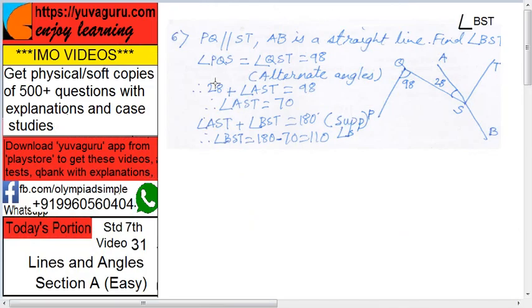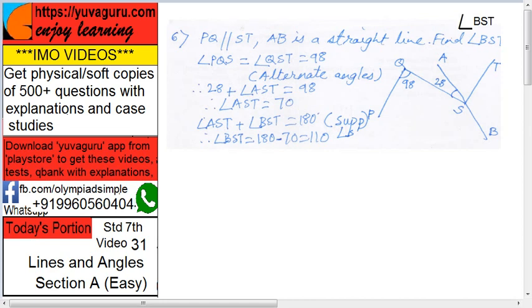So PQS equals QST, alternate angles. Both are 98 degrees, because PQS is 98. So QST will be 98. But what is QST now? There are two adjacent angles for QST: QSA plus AST. QSA is 28. Write 28 in place of QSA, and AST as it is. 28 plus AST equals 98. So AST equals what? Take 28 to this side: 98 minus 28 is 70. So AST equals 70.